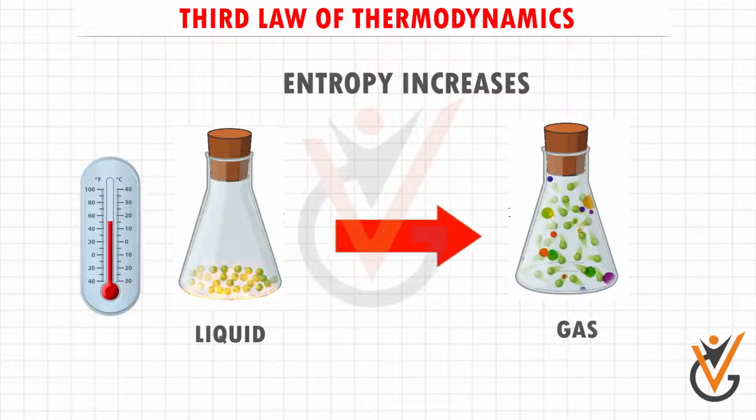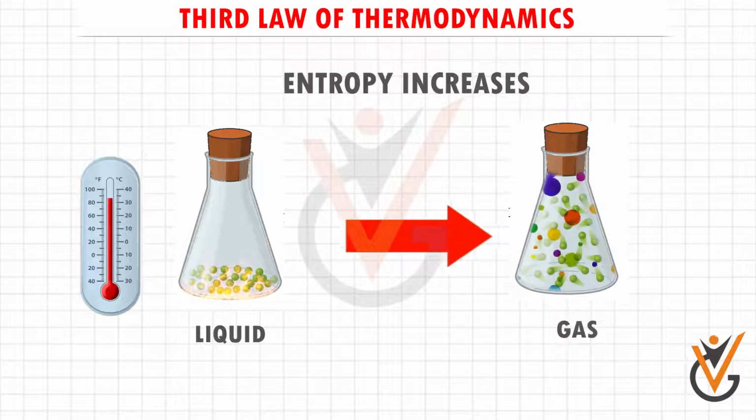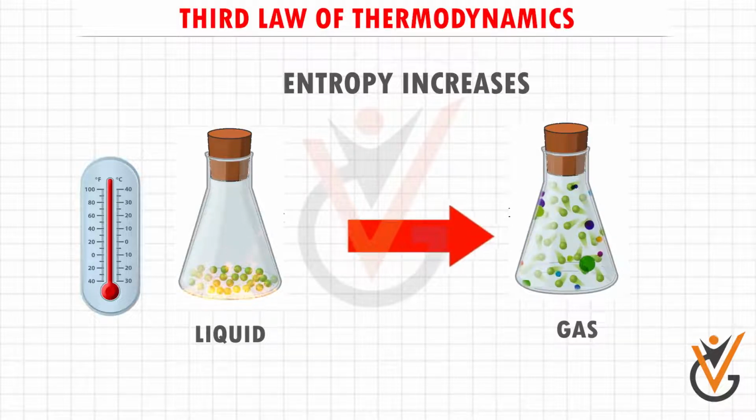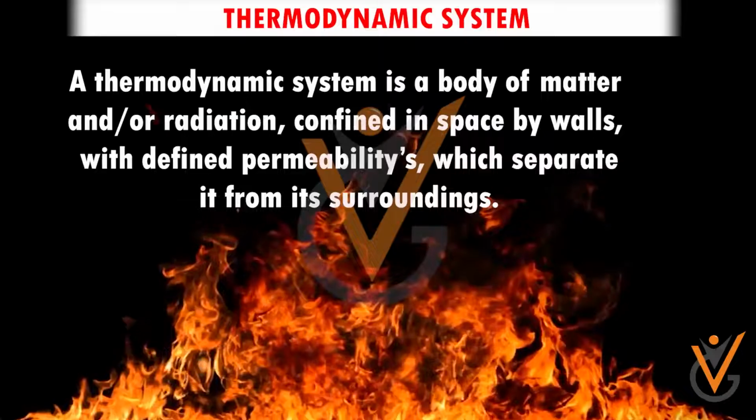An example that states the third law of thermodynamics is vapors of water, which are the gaseous forms of water at high temperatures. The molecules within the steam move randomly. Therefore, it has high entropy.